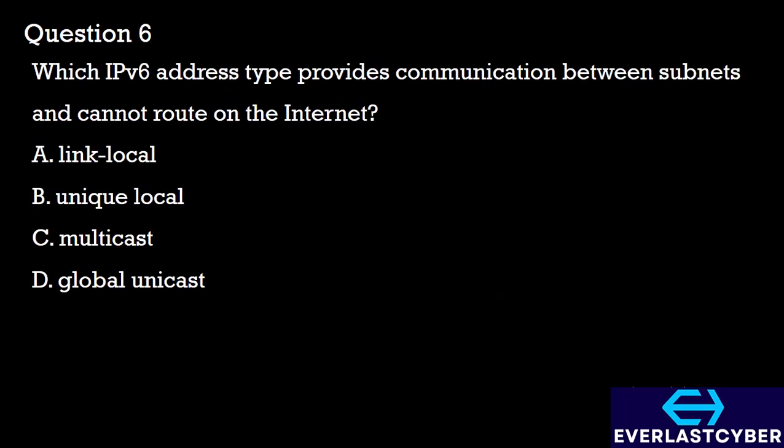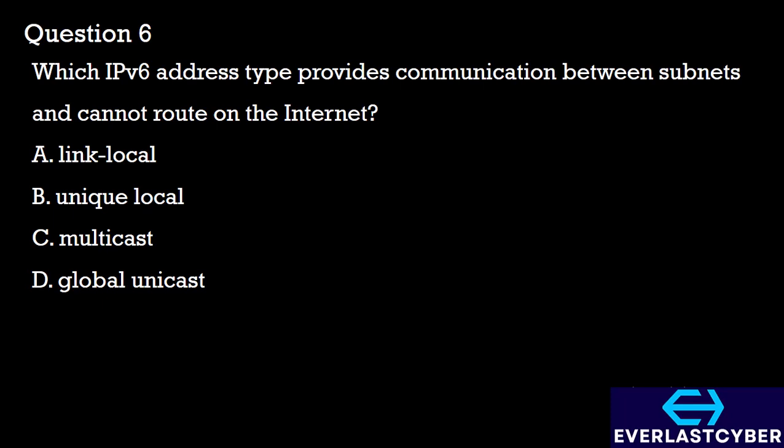Question 6. Which IPv6 address type provides communication between subnets and cannot route on the internet? A. Link local. B. Unique local. C. Multicast. D. Global unicast.